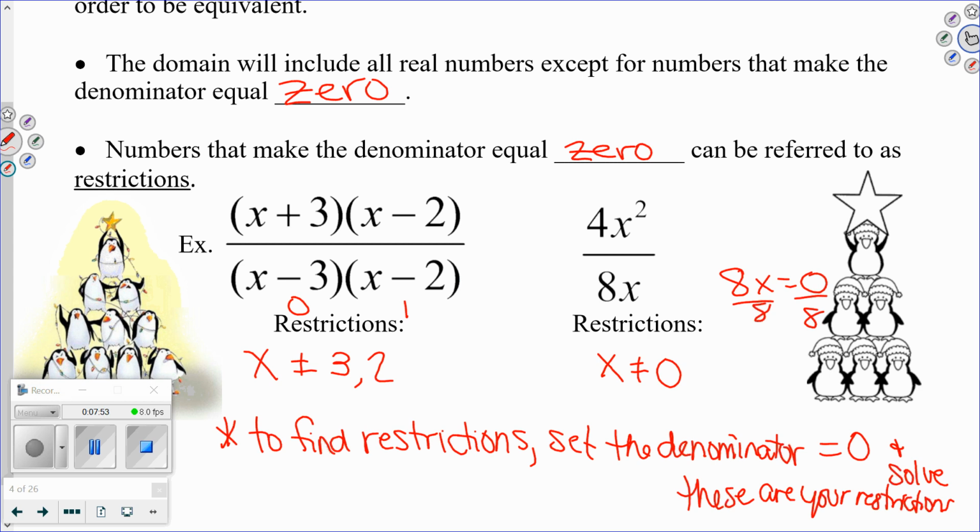Have you guys ever asked Siri what 0 divided by 0 is? Yeah. If you've never heard it, hold on. We got to do it because it is really funny.